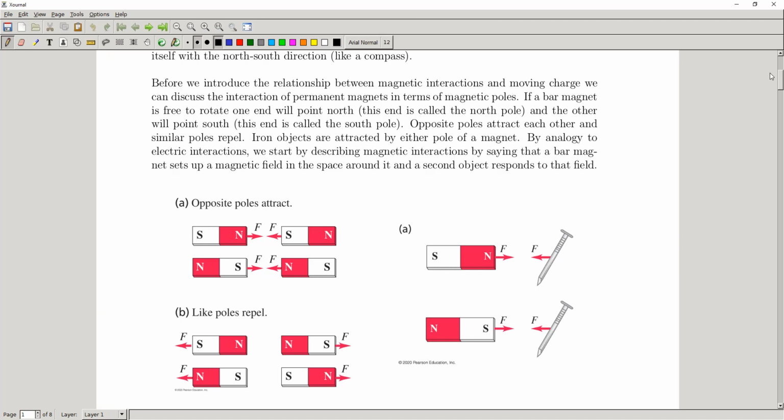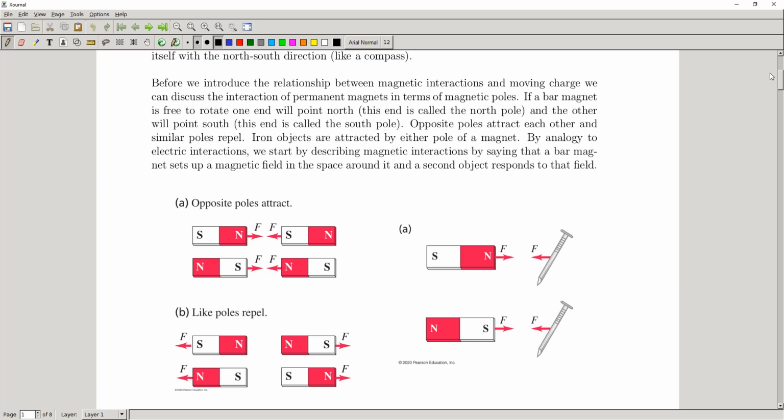So before we start talking about the relationship between magnetic interactions and moving charge, we're going to discuss the interactions of permanent magnets in terms of magnetic poles. Okay, so if a bar magnet is free to rotate, its north pole is going to align itself with the north pole of the Earth, and we call that end the north pole of the magnet. Its south pole will point toward the south direction. Again, this assumes a bar magnet that's just a straight line, right?